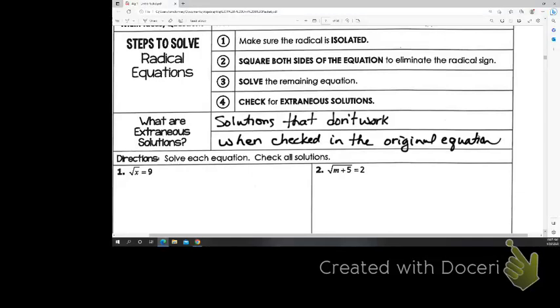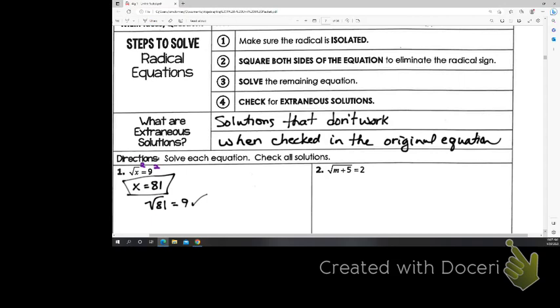So solving these radical equations, these first couple examples, the radical is already isolated. We're ready to square both sides. When I square the side with the radical, that just gets rid of the radical sign. I don't write x squared. The radical sign is now gone. And then 9 squared is 81. And if I check it, the square root of 81 is 9, of course, right? So x is 81. It's good.